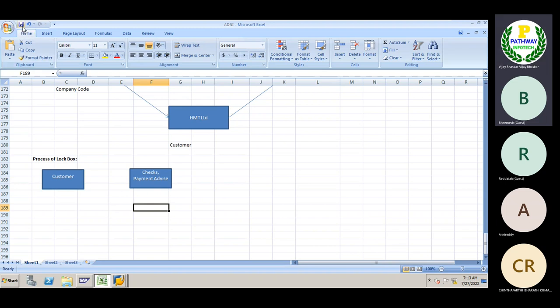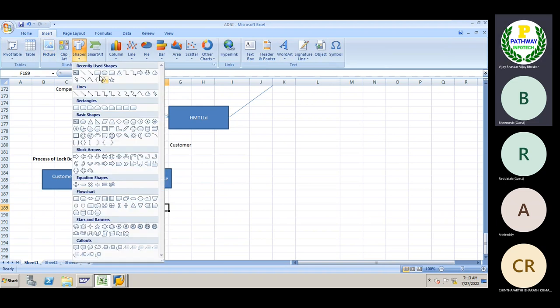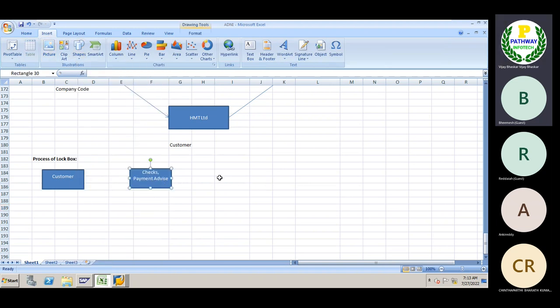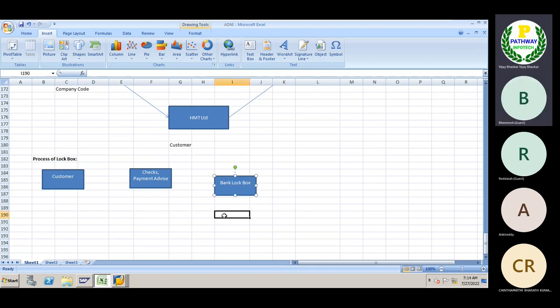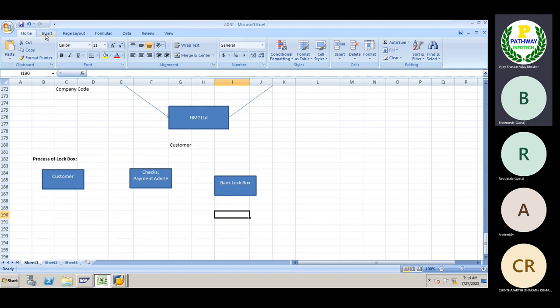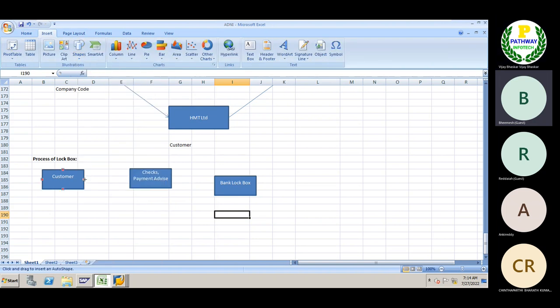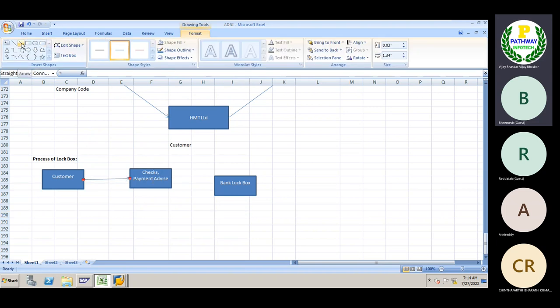Then the customer will send this, and it goes to the bank lockbox. Remember the process. Bank lockbox means the process explained here: the customer prepares the checks and payment advice and sends that information to the bank lockbox.